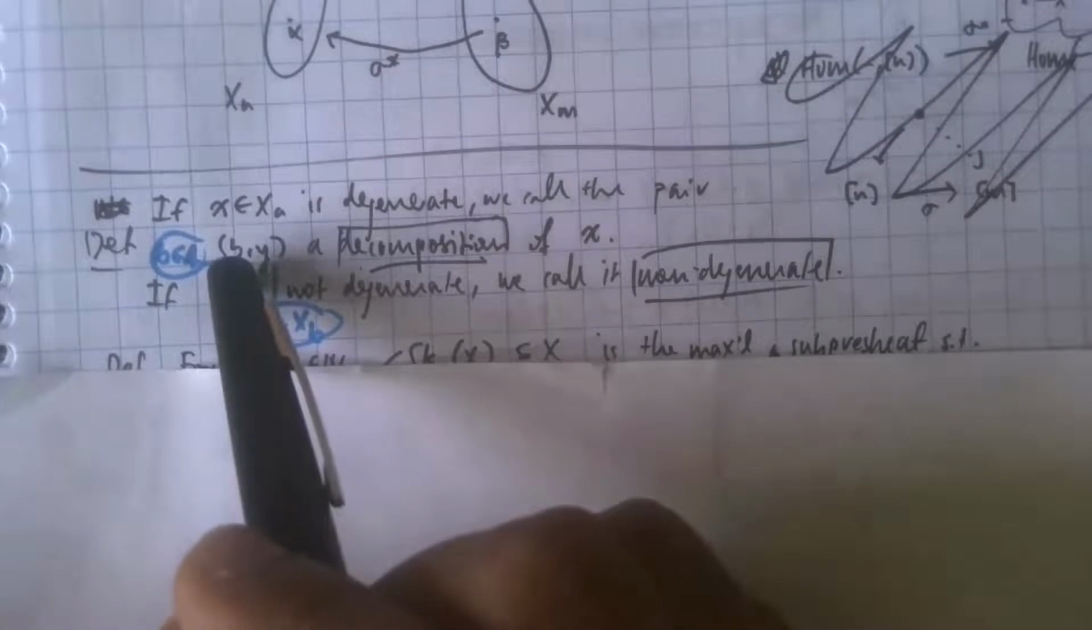So given a degenerate simplex X in XA, we call a pair (B, Y), where B is in A and Y is in X sub B, a decomposition of X. That is, you're remembering the section that it decomposes into and the point in A where that section lives, and that's the decomposition. If it's not degenerate, then you call it a non-degenerate thing.